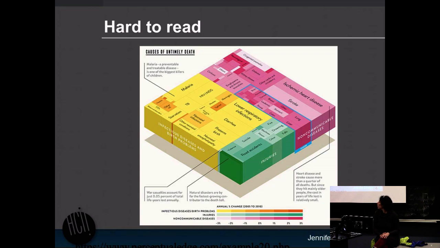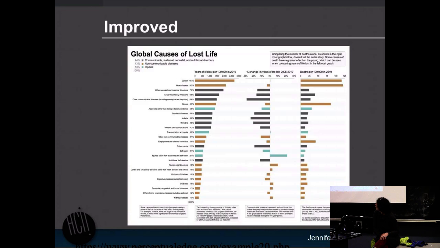So here's an alternative visualization. It's showing the percent change in the middle here. Anything on the left is a negative, a reduction in life lost by this disease or process, and anything on the right is an increase. And it really highlights much more clearly what's going on.